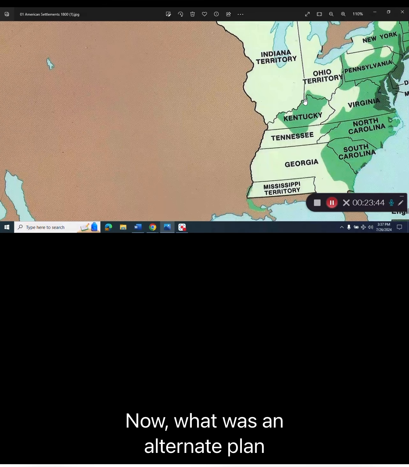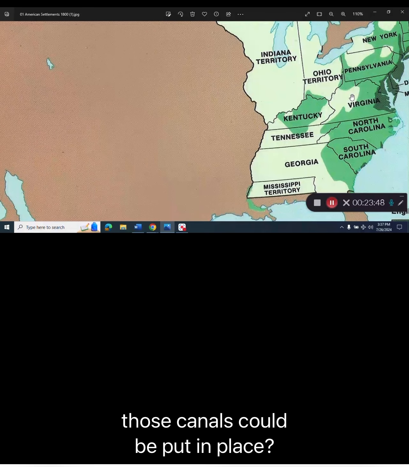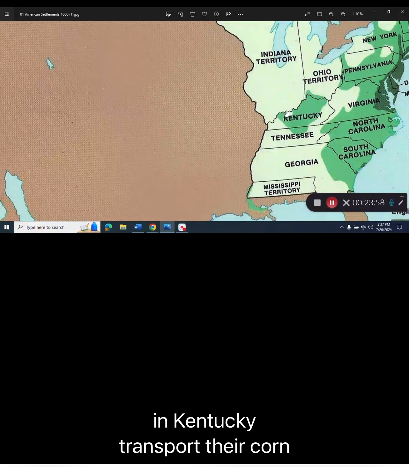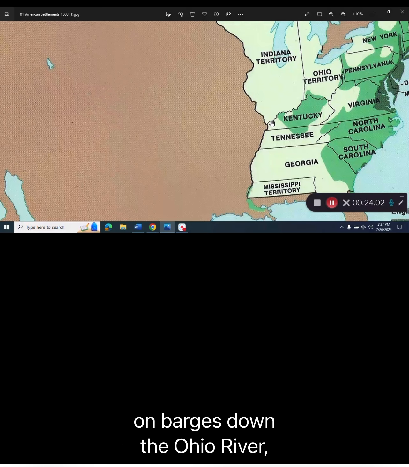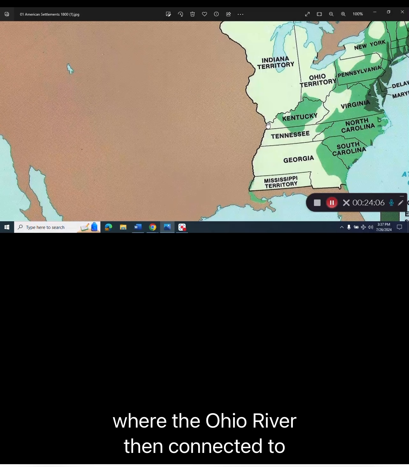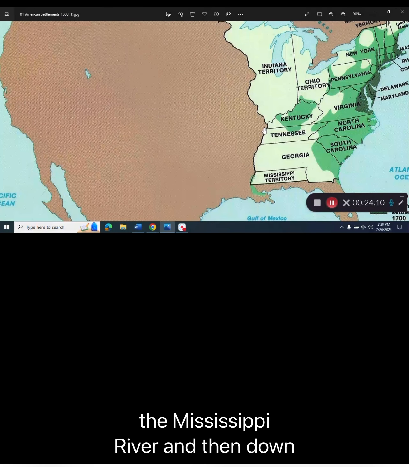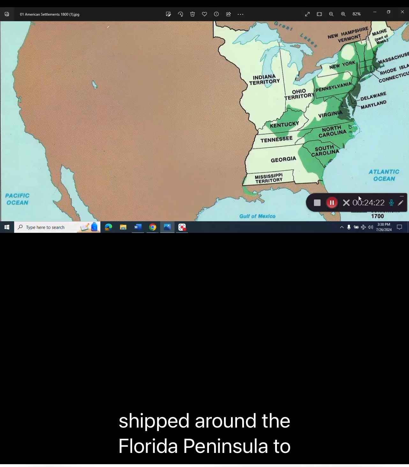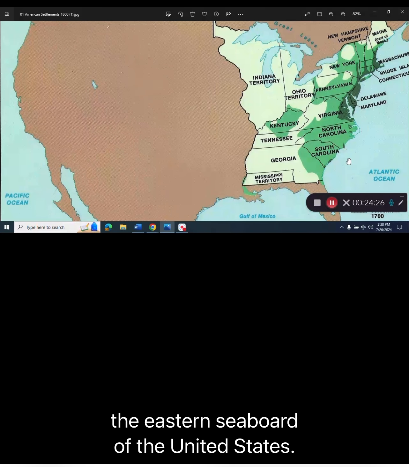Now, an alternate plan that Congress contemplated until those canals could be put in place would be to have those farmers in Kentucky transport their corn on barges down the Ohio River, where the Ohio River then connected to the Mississippi River, and then down the Mississippi River to New Orleans. And then from New Orleans, they could be shipped around the Florida Peninsula to the eastern seaboard of the United States.